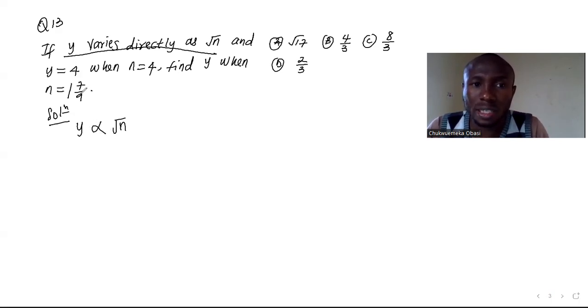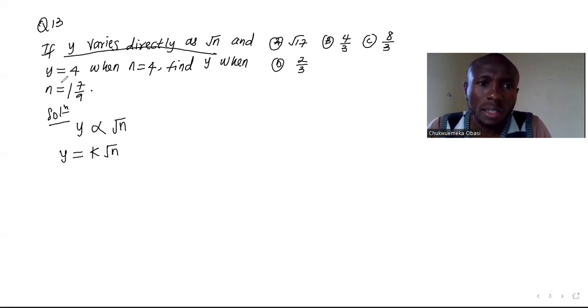Before you move to the next statement, you want to remove this, what's it called? The proportionality symbol. And how we do that is when you remove this proportionality symbol and change it to an equality sign, you introduce a constant of proportionality. That is now k root n. When you remove this, you introduce a constant of proportionality. All right. Now you go back to the question again.